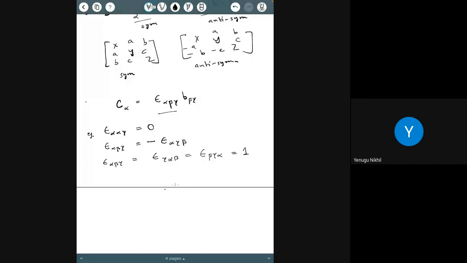And I can define a vector C alpha as this. So this is basically a sum over repeated indices, so sum over beta gamma. Then C alpha is a vector, and this C alpha is an element of a vector, and the vector C can be identified as the curl of the total field.